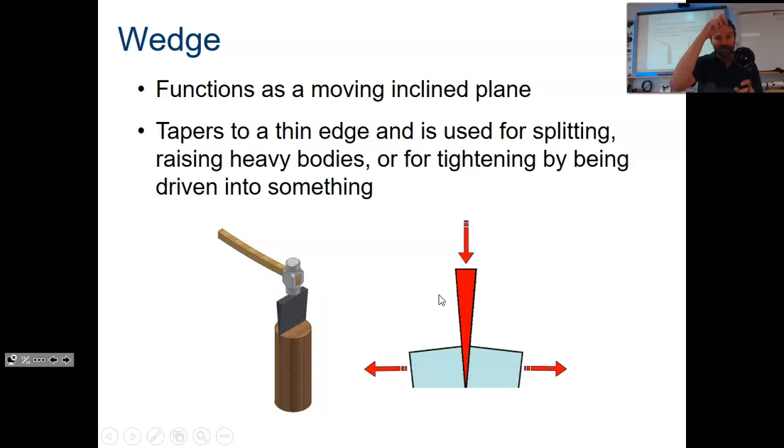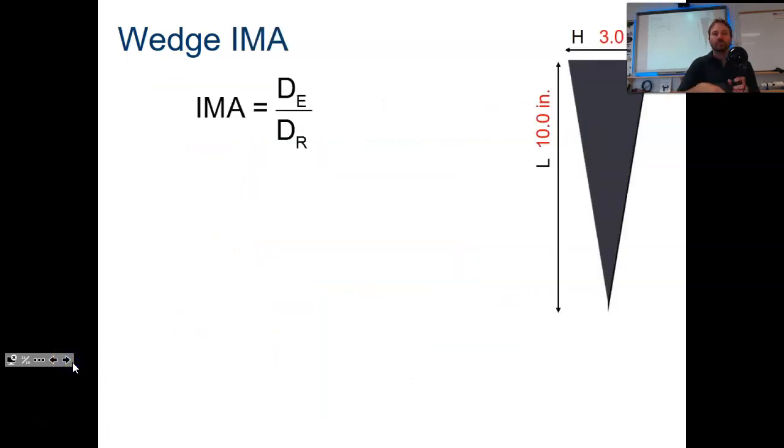It was pretty impressive what you can do with some of these machines in just one human being. In a wedge, the dE over the dR, the distance of your effort, is when you take a wedge and you're driving that wedge in.